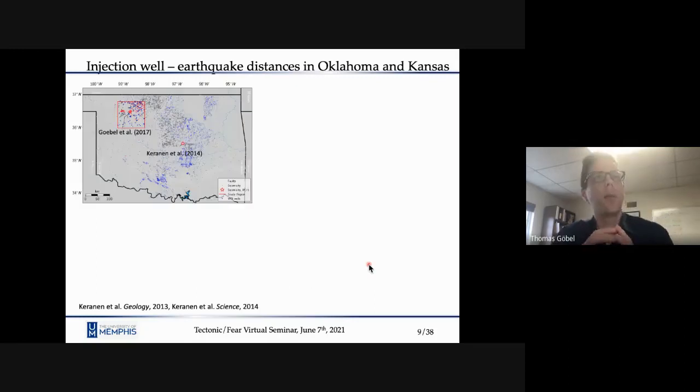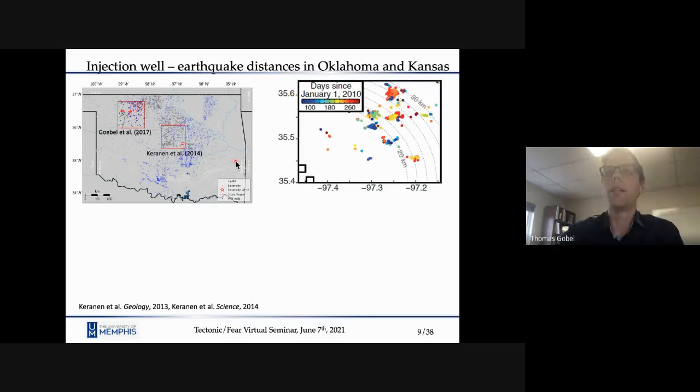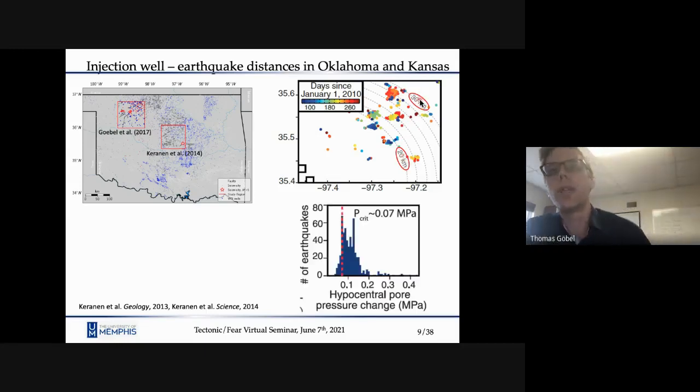And then, of course, jumping back to Oklahoma, another observation of distant induced earthquakes is from the Jones Swarm. Here, the northwest is the Fairview earthquakes. We'll be discussing that also in a little bit. But this is the Jones Swarm area. And here, this is work by Keranen et al. in 2014, where they're arguing for these high volume wastewater disposal wells inducing earthquakes at 20 to 30 kilometer distance. And they propose a critical pore pressure change on average of about 0.07 MPa.